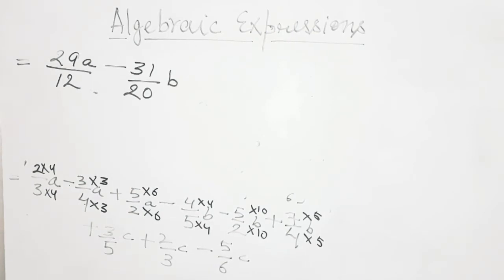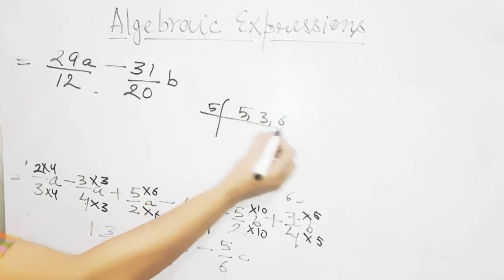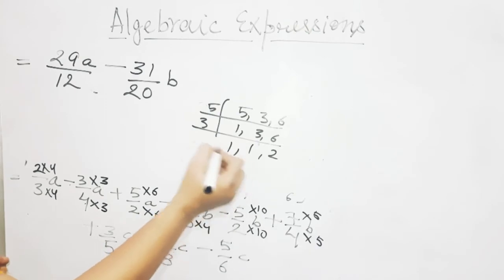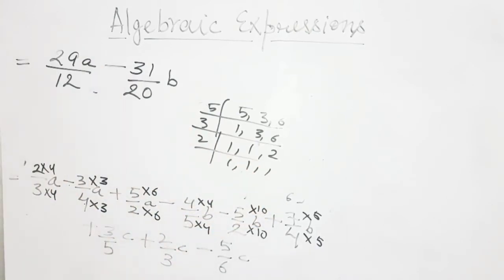Now coming to the C part, what is the LCM of 5, 3 and 6? The LCM of 5, 3 and 6 is 30. Let me take the LCM for you. 5 ones are 5, then 3 and 6, 3 ones are 3, 3 twos are 6, again 2 ones are 2. So the LCM of 5, 3 and 2 is 30.